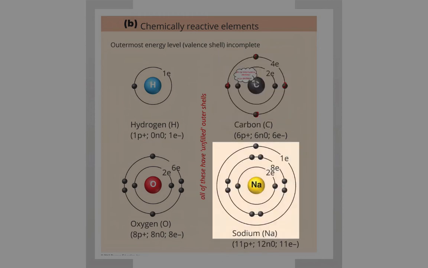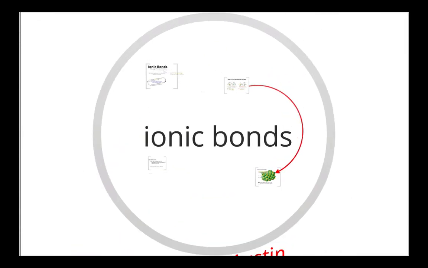Sodium. Sodium has 1 electron in the outside shell, and it can most easily have a full outside shell by giving that 1 away, which would mean the inner ring, just below that, would have 8 and would be full. Now that we've got a few rules to go by, let's look at our first bond type. The first bond type we're going to talk about is ionic bonds.